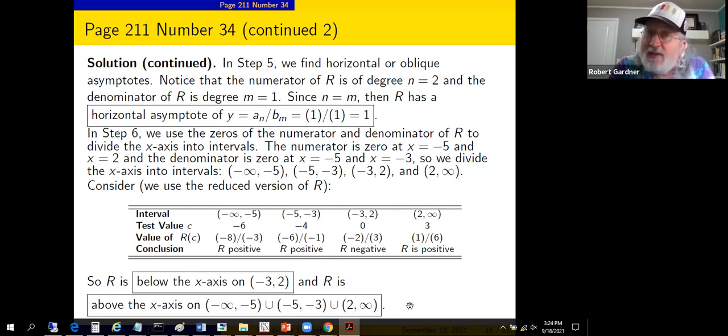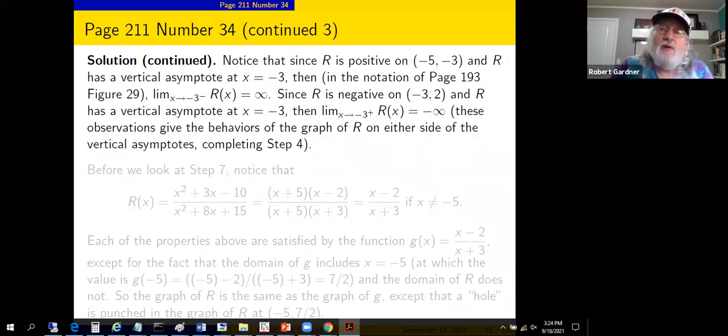We still have a vertical asymptote to process. That vertical asymptote was at -3. To the left of -3, on the interval -5 to -3, r was positive. Well, if it's positive and it has a vertical asymptote, it must be going up. In the symbols we had, the limit as x approaches -3 from the negative side, from the left, of r of x equals positive infinity, if you like. They don't usually put the plus sign on the infinity.